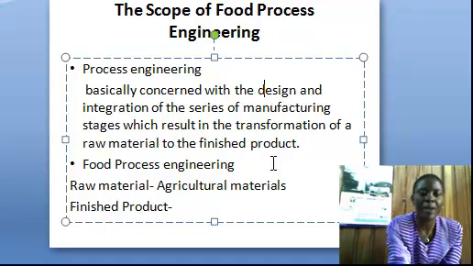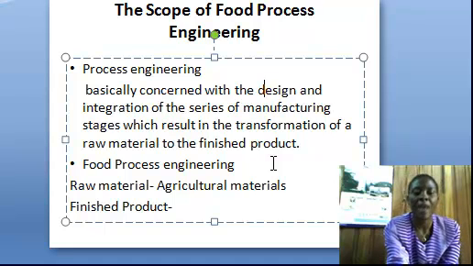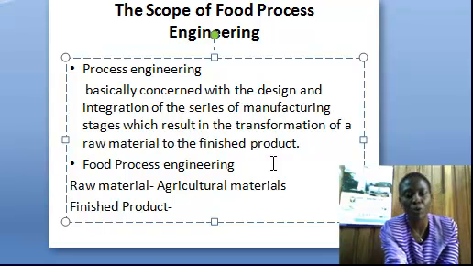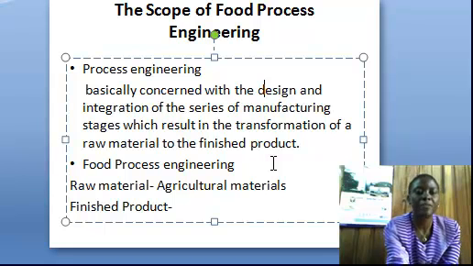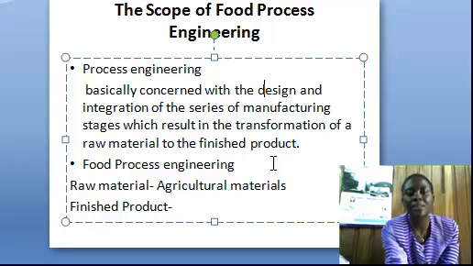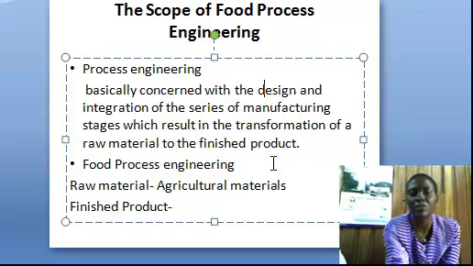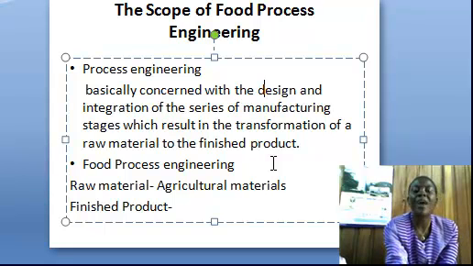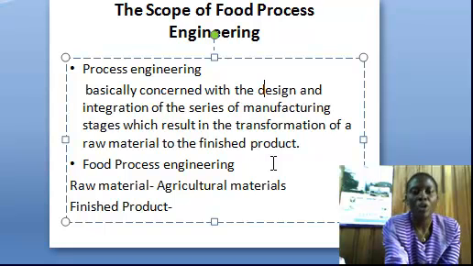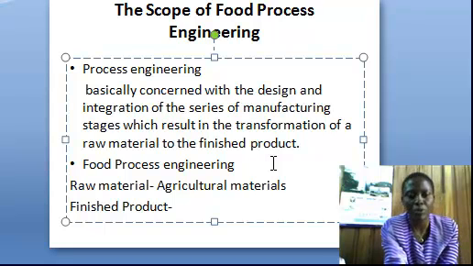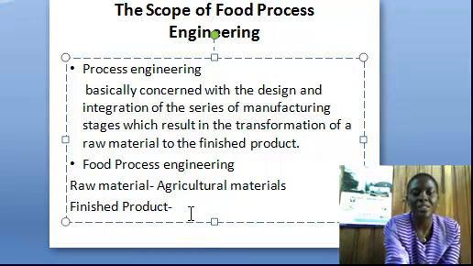As far as raw material is concerned, for food process engineering, the raw material is agricultural produce or agricultural raw material, and the finished product is going to be food product. In other words, you can define food process engineering as basically concerned with the design and integration of the series of manufacturing stages, which results in the transformation of an agricultural material to food or food products. The raw material in this case is agricultural material, and the finished product in this case is food.